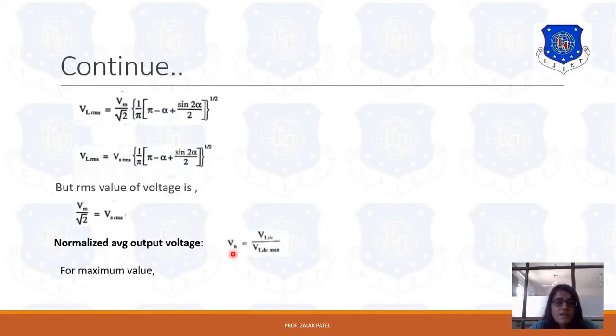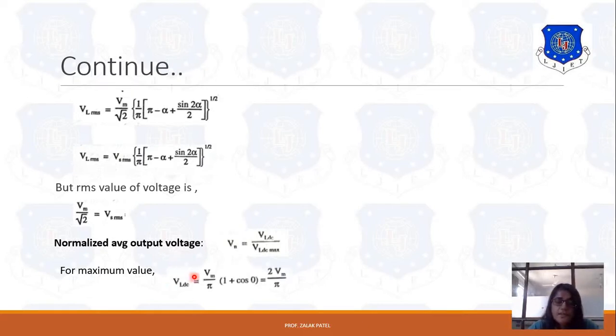So let's find it. Normalized value is Vn equal to VLDC upon VLDC maximum. For the maximum value we have to put the angle alpha equal to 0. Now why do we put alpha equal to 0? Because cos 0 gives us the maximum value, and we have to find the maximum value over here. That's why we put the firing angle or delay angle as 0 degree.